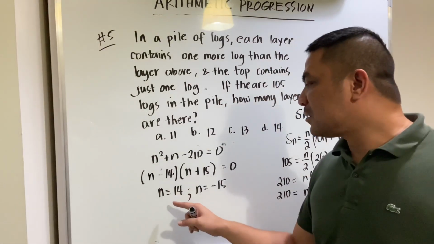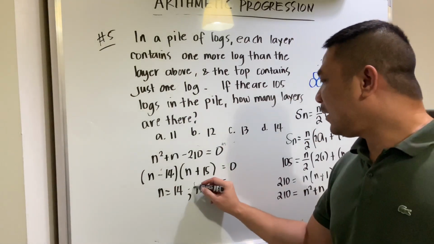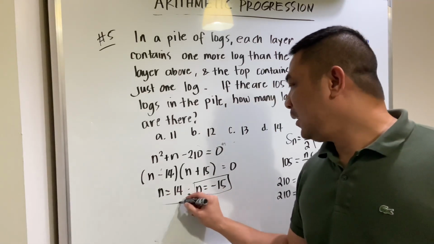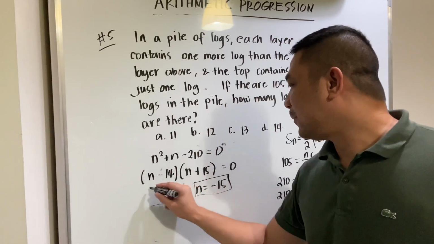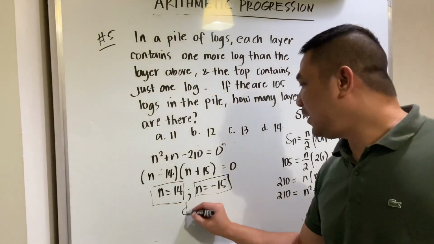We derive two values of n. N is equal to 14 and n is equal to negative 15. So the negative value of n is rejected. So we choose n is equal to 14. So our answer is letter D.